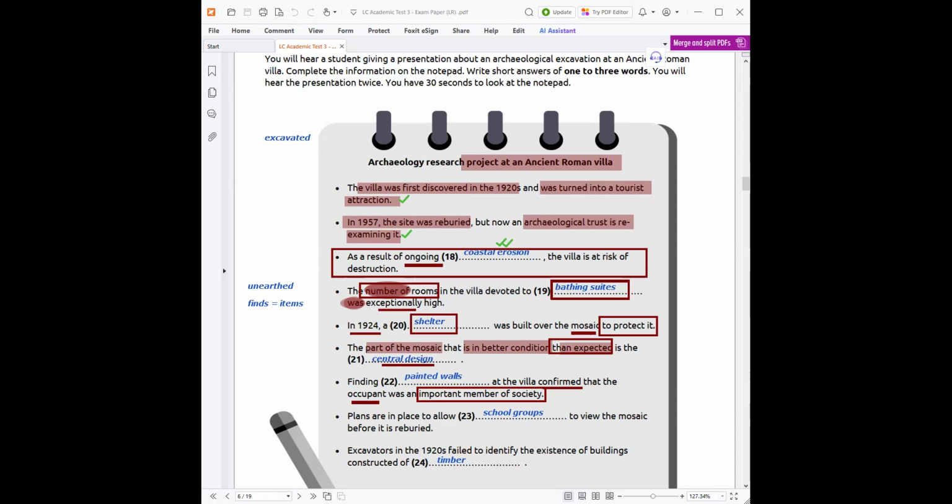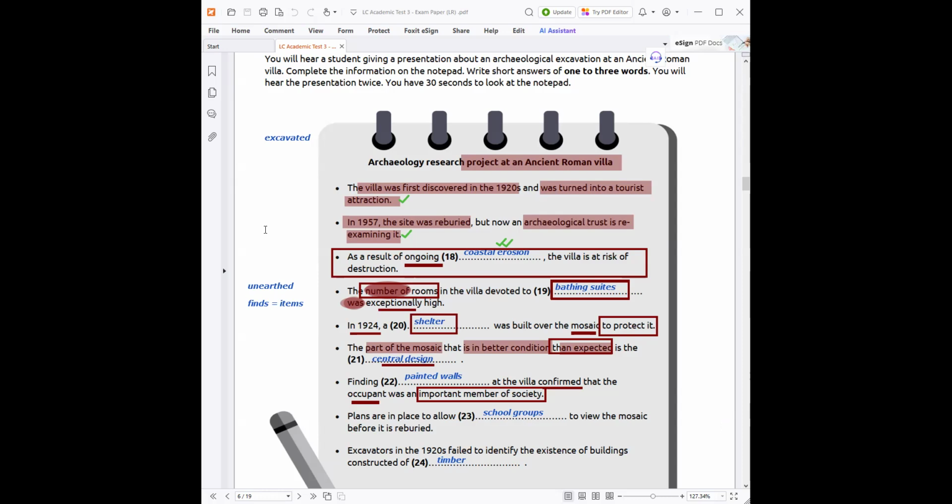Finds, including animal bone, shells, roof tiles and painted walls. This latter find was important, as it helped confirm that the owner of the house was a high-status individual.